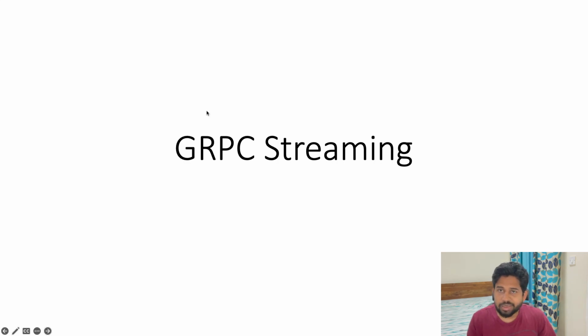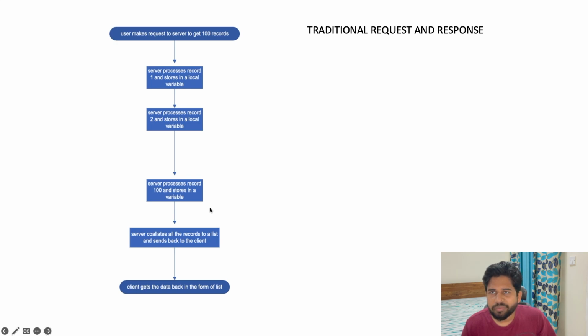Let me move on to some of the illustrations I have for you, on how a typical request and response looks. Let's say you have a client and a server, or two machines which interact with each other. And let's say the client makes a request to get 100 records. It's a very common scenario. Get me all the students from ID 1 to 100.